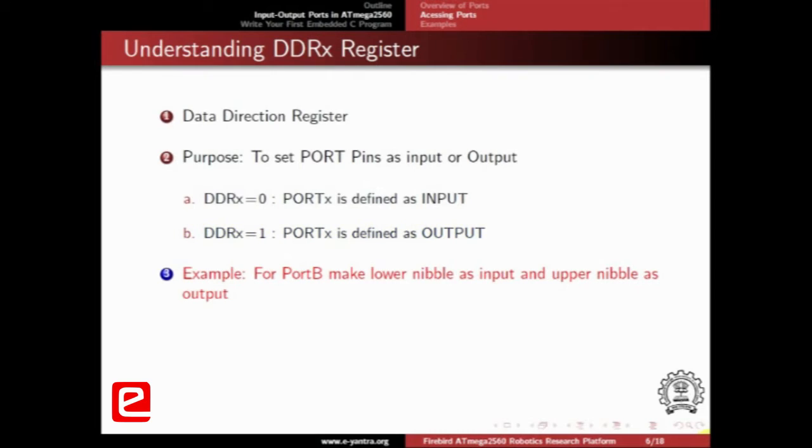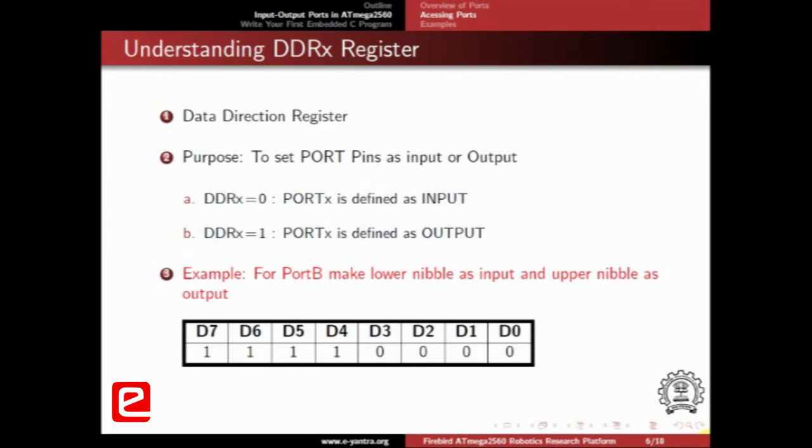Let us see an example for getting more clearer concept. Suppose we need to make port B lower nibble as input and upper nibble as output. So for this, what should be the logic? Logic for it would be to assign the value 0 to the port pin D0 to D3 and value 1 to pin number D4 to D7. We represent the value in hexadecimal notation, which will give convenient and standard notation while programming in C language. So here the value is written as DDRB is equals to 0xF0.